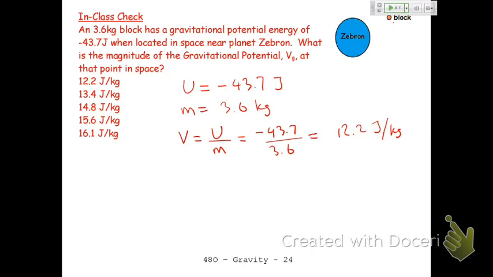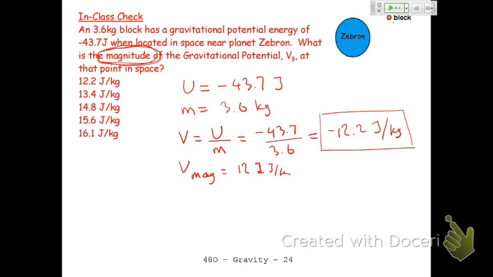That's the bad thing about multiple choice. Look at the units, you know how to do the problem. It's like, but why isn't it a negative? It should be a negative. Yeah, good thinking. Oh, what is the magnitude? The magnitude gets you out of a sign. So V magnitude is equal to 12.2 joules per kilogram.